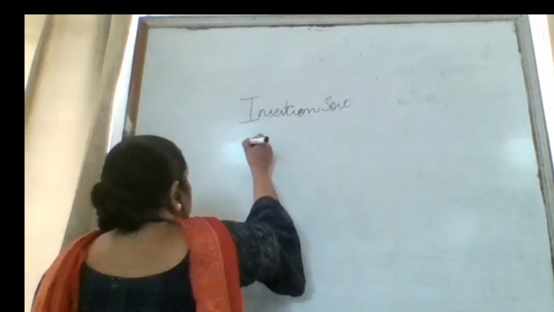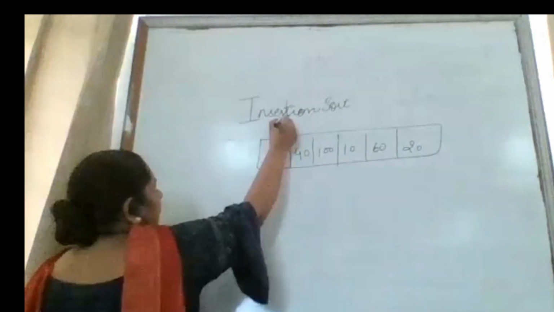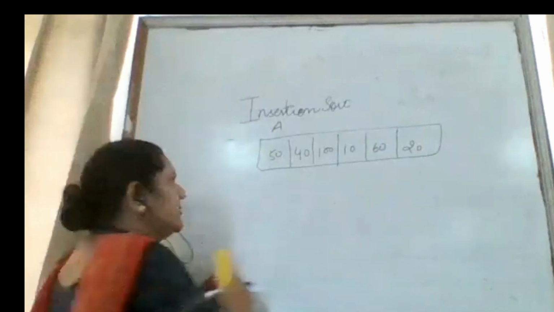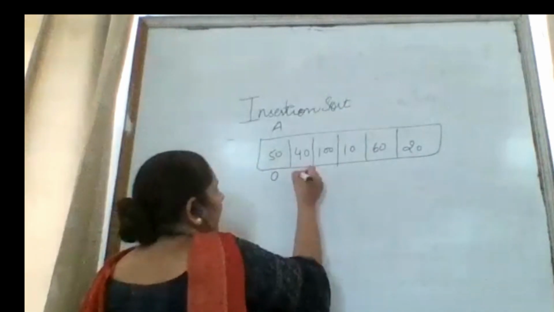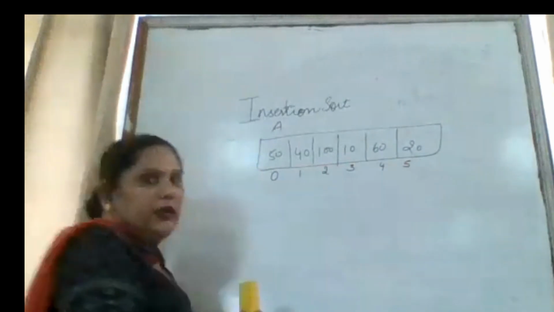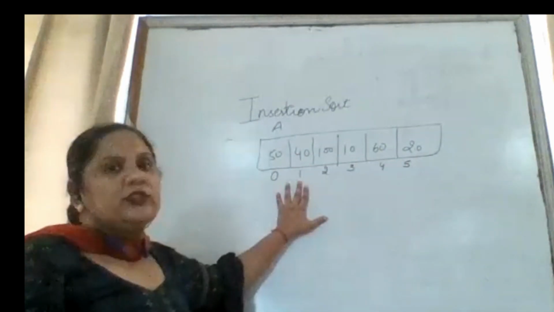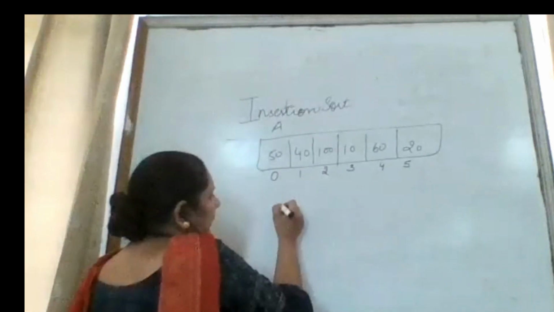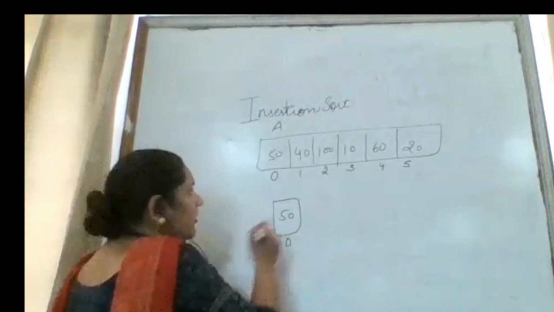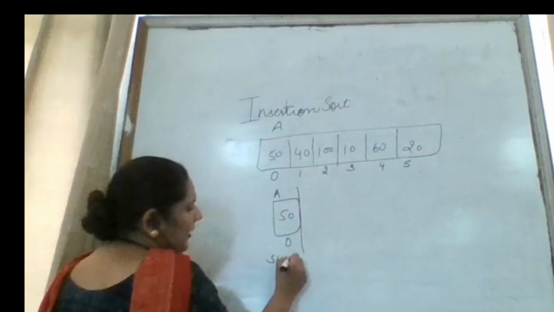So, insertion sort. Suppose this is an array A. It comprises 6 elements, with indexes 0, 1, 2, 3, 4, and 5. Now, insertion sort divides the array into two sublists. We take the first element, at index 0, as the first sublist. We can say it is sublist 1.